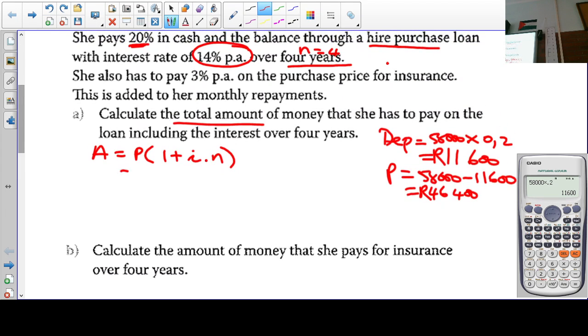So yes, we can work this out now. So your P value is 46,400 into 1 plus 14%, 0.14. Remember, that is going to be 14 over 100. Okay?